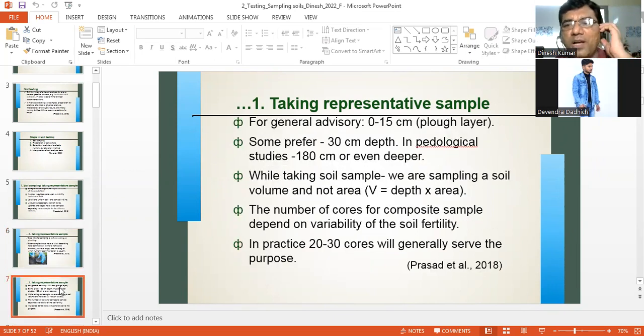Now, how to take it, how to actually do it. For general advisory, general purpose, you know that samples are taken with a depth of 0 to 15 centimeter, which is also called the plow layer. Sometimes it may be 30 centimeter if you have deep-rooted crops. In pedological studies, even deeper samples are required, say 180 centimeter. And for fruit crops or crops which are very tall and their roots can go deeper, you can take much deeper samples also. So it depends upon the nature of crops. But for our purpose, field crops, agronomic crops, 0 to 15 centimeter is ideal.